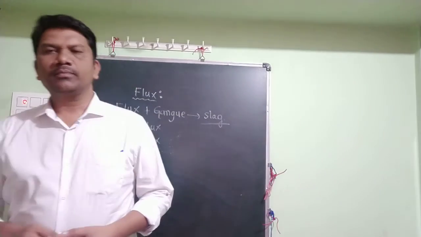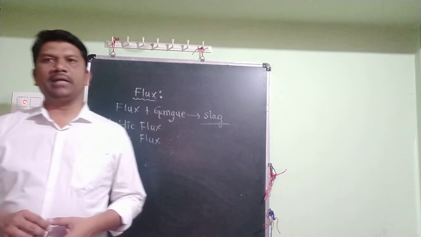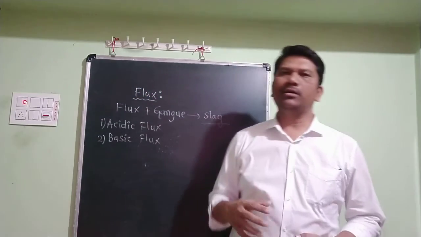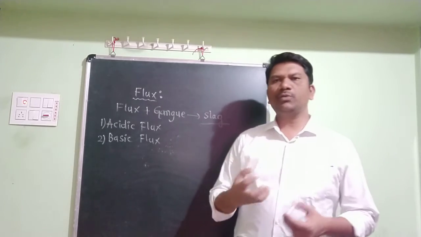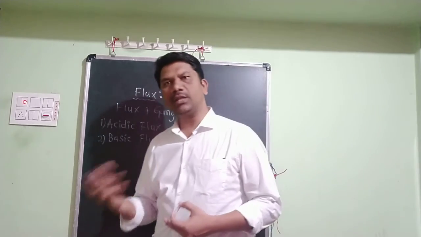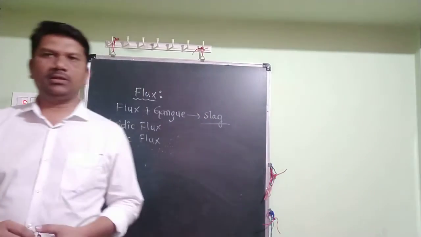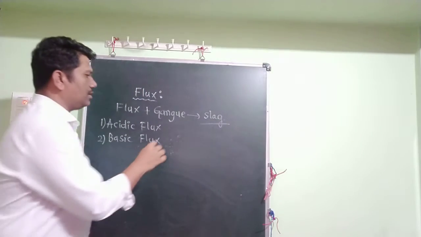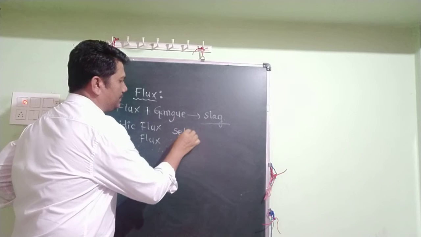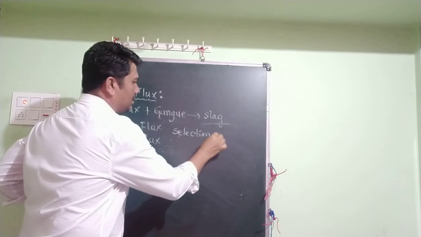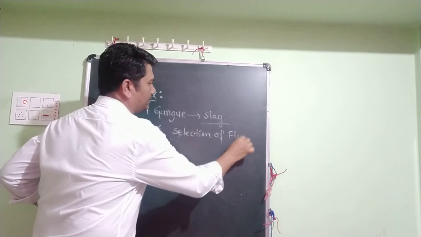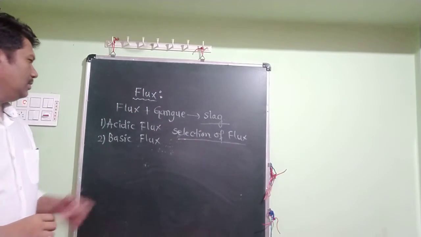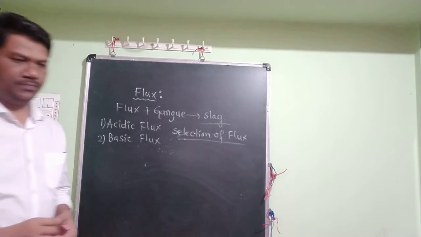During smelting we have to add a flux. Either we have to add an acidic flux or a basic flux. Then which one do we have to select? Then the question comes, how do you select a flux? So the next concept is the selection of flux.